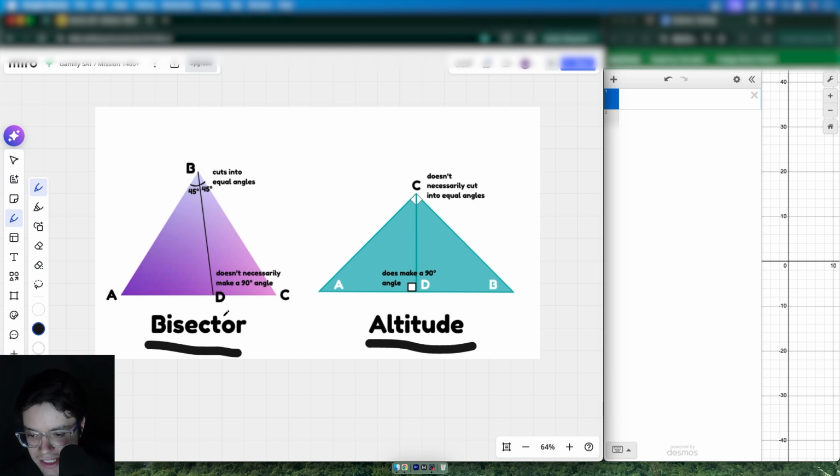All we were talking about here is altitudes. You won't really see that much of bisectors on the SAT. Even if you do, they won't necessarily be 90-degree angles, so it doesn't really matter for this video. But they are completely different things.